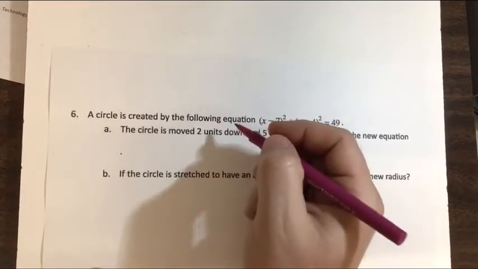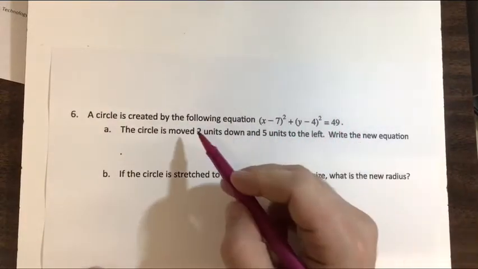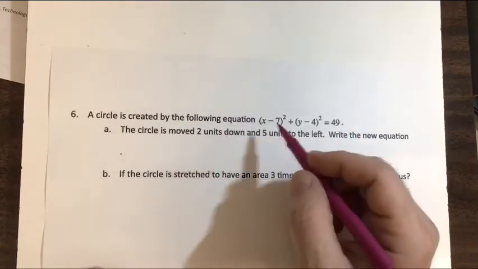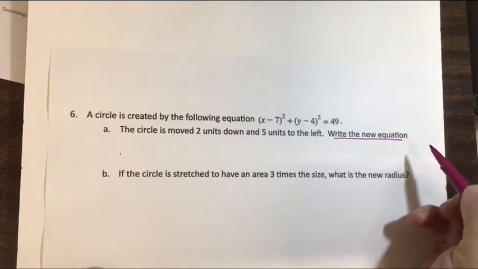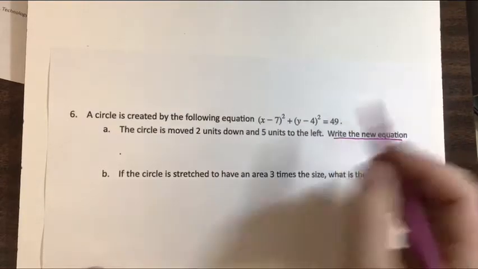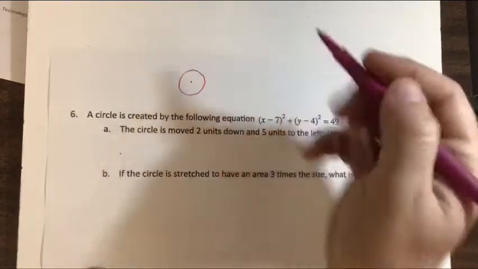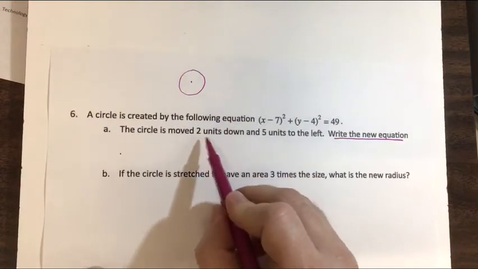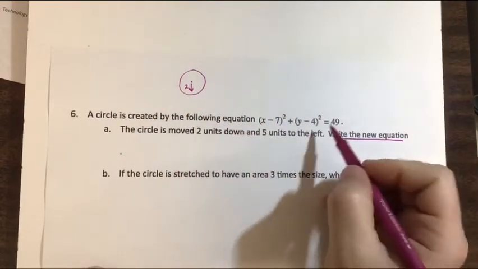In our final example here, again, we're just going to do part A. It's a lot like what we just did. We've got an original equation for our circle, and it says that the circle is moved 2 units down and 5 units to the left, and they want us to write a new equation. I want you to realize what happens when I take my circle. All I'm doing is moving it 2 units down and 5 units left.